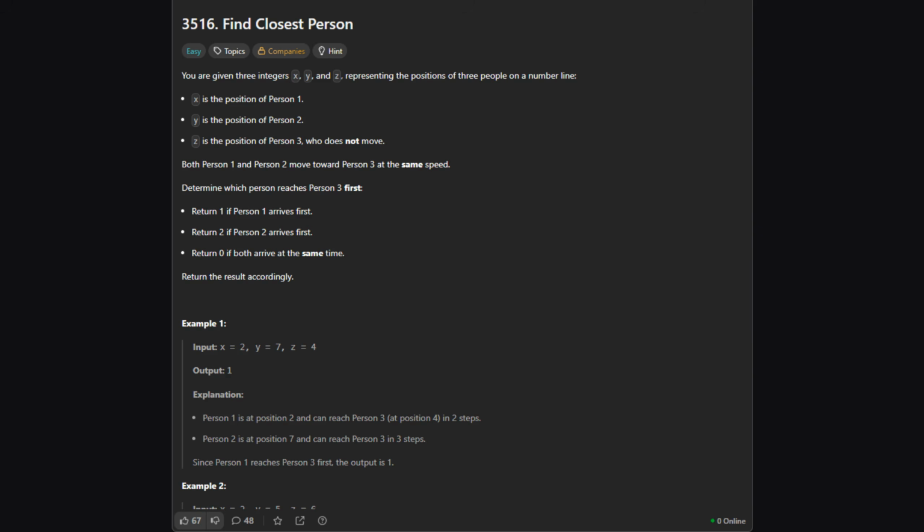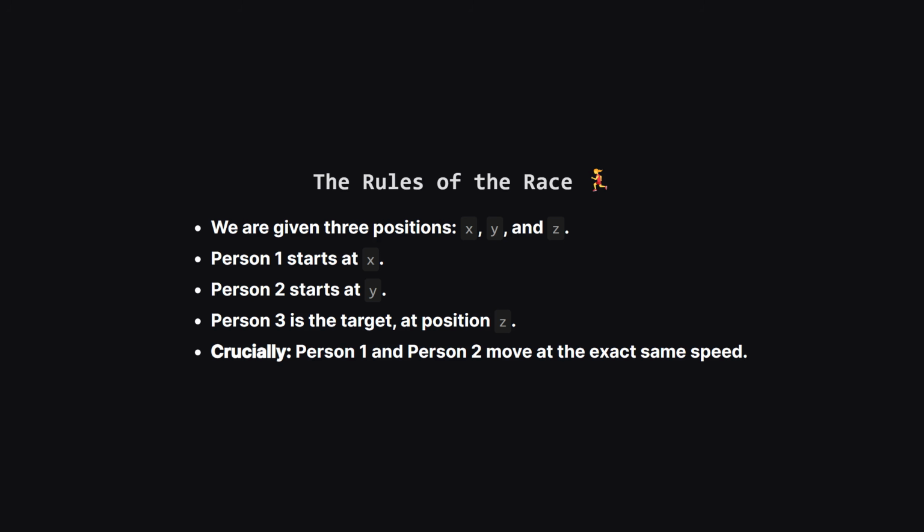Okay, so the problem gives us a snapshot of a number line with 3 people on it. Person 1 is at position X, person 2 is at position Y, and person 3 is at position Z. Person 3 stays put, but person 1 and person 2 start moving toward person 3. So, here's the setup. We have our 3 positions, X, Y, and Z.